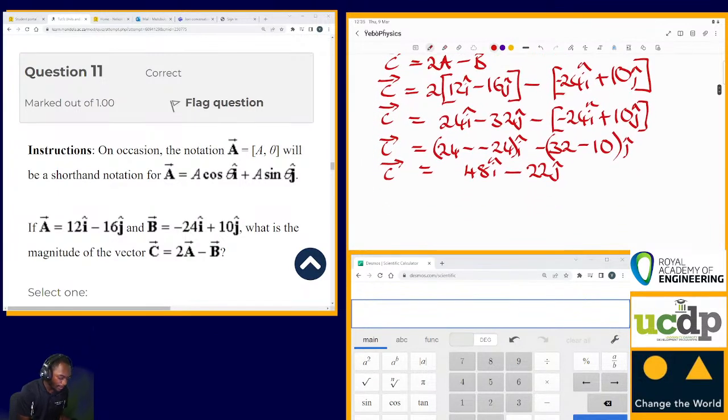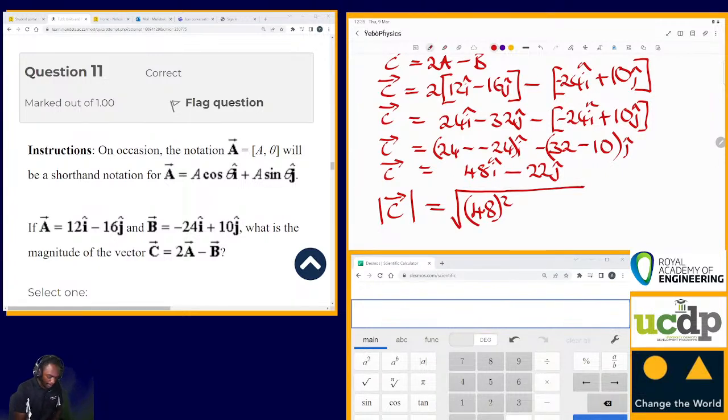So if you have been following in your lectures, to find the magnitude of vector C, we would take the square root of 48 squared, right, plus 22 whole squared, or negative 22 squared, to get the magnitude of vector C. And now we have to punch that to get our numerical value.